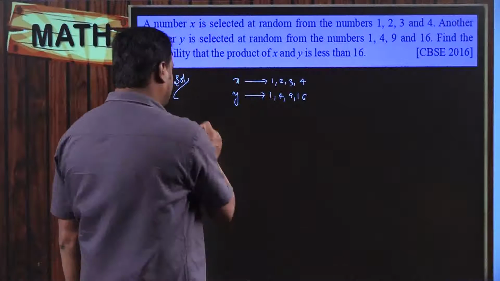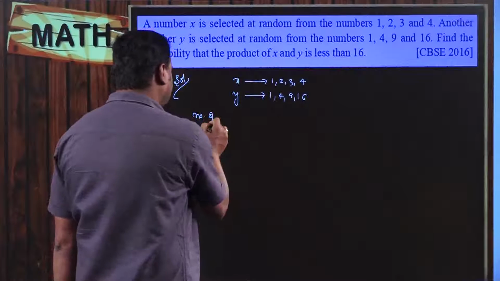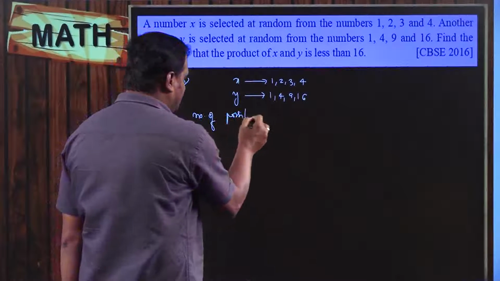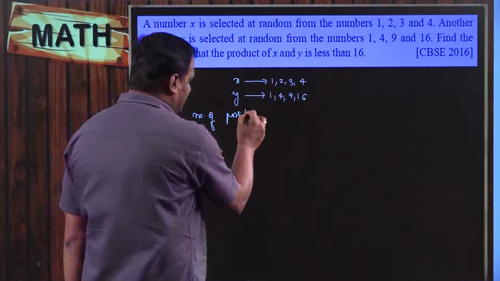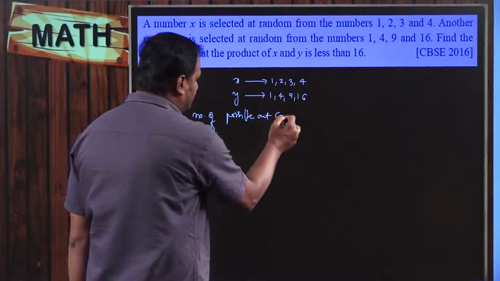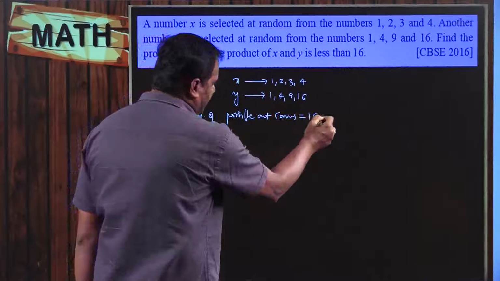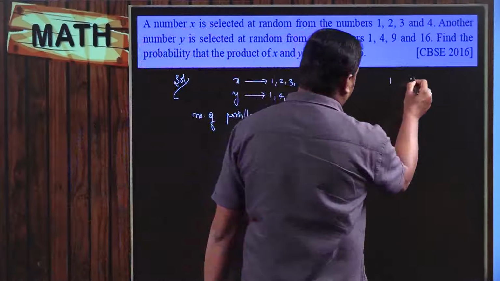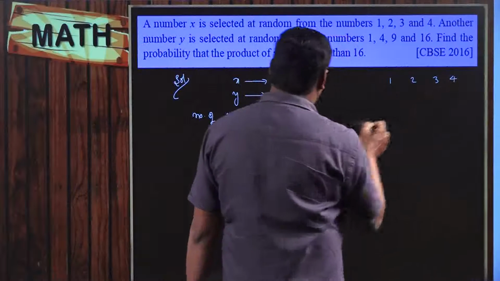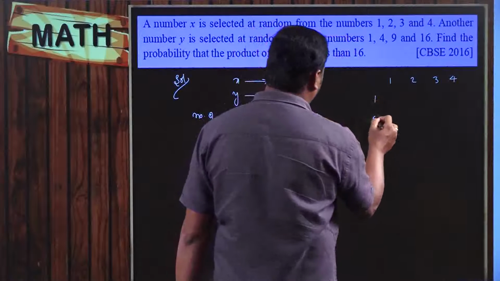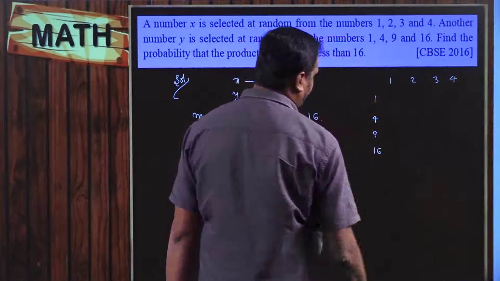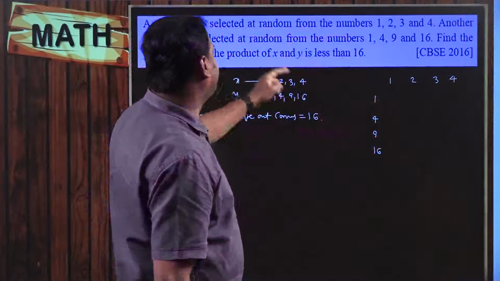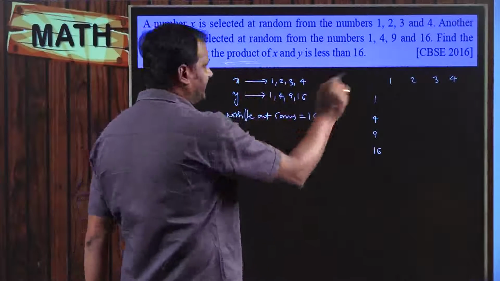So, number of possible outcomes are nothing but 16. How can you say that it is 16? I will show you this. First 1, 2, 3, 4 numbers and the next numbers are 1, 4, 9, 16. Okay. So here according to the information, the product, see here the product. So I am going to find the product.